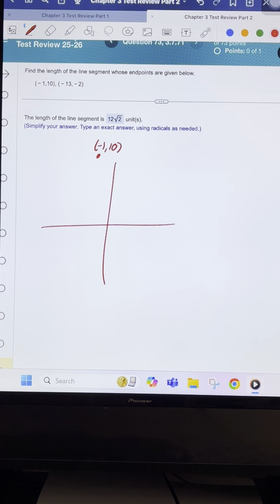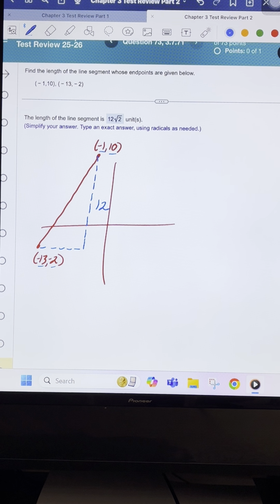If I have a point at -1, 10, and I have another point at -13, -2, we need to find this line. But what do we know about this line? It has a diagonal slope, right? It's not straight up or down, it's not straight left and right. So I'm going to have to create, you guessed it, an invisible triangle, right?